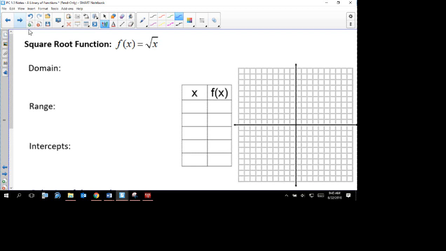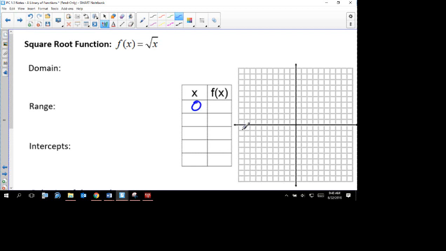You can pick whatever x's you want, but let's be smart. I'm not going to pick -2, -1, 0, 1, 2. Why? What happens when you put -2 into a square root? It's imaginary. You can't see it, so don't use that one. What is the smallest one that is going to show up? 0. We can take the square root of 0. It's just 0.